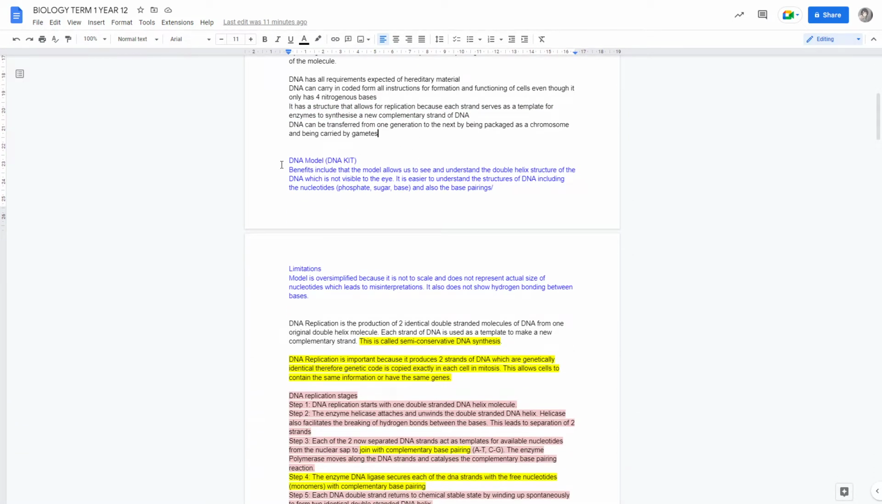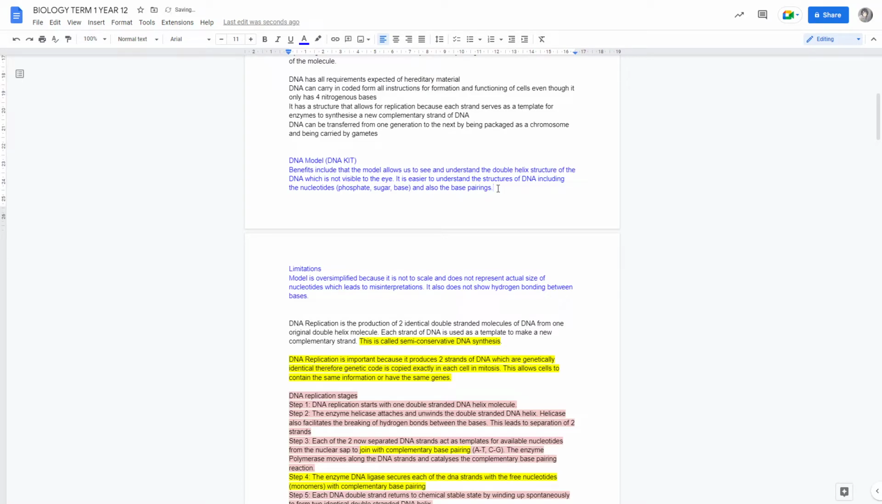Now, we have a DNA model kit, and we'll be able to talk about the limitations and why we should use the DNA model. The DNA model kit is good because it allows us to see and understand the double helix structure of the DNA, which is usually not visible to the naked eye. What we're going to write in the exam is that it's not visible to the naked eye.